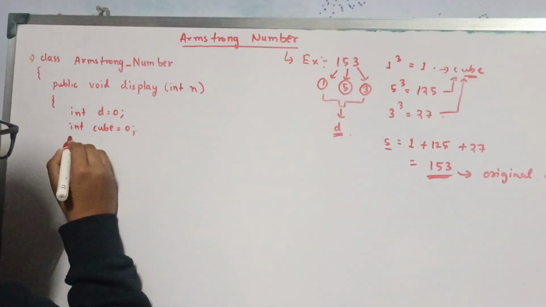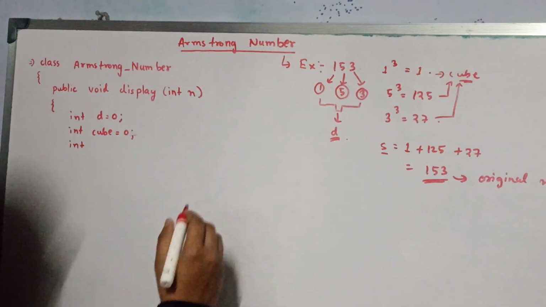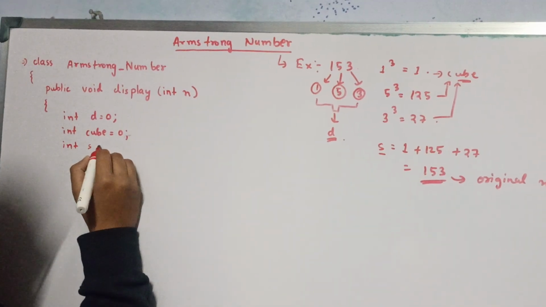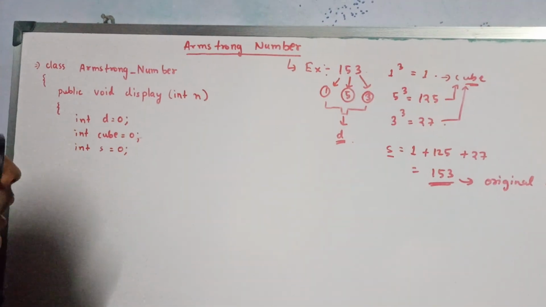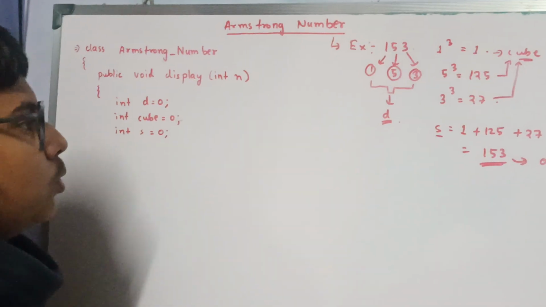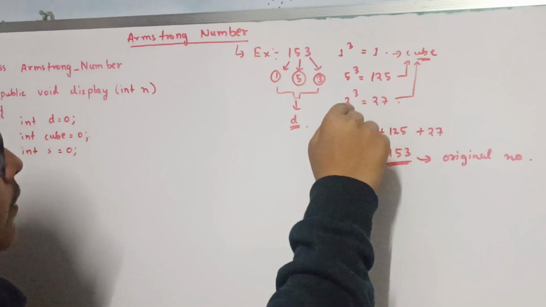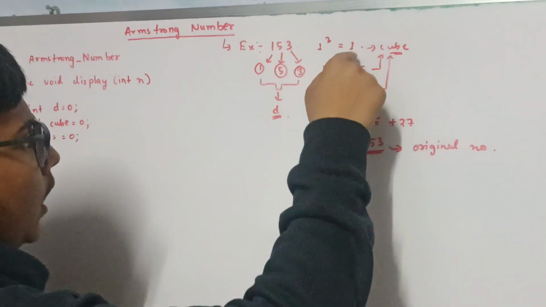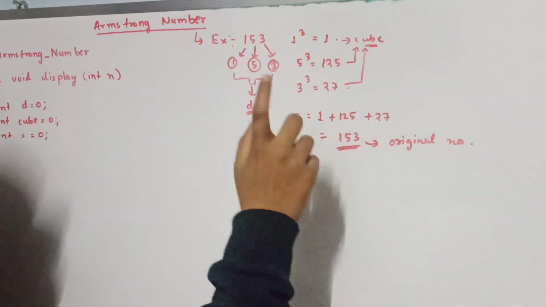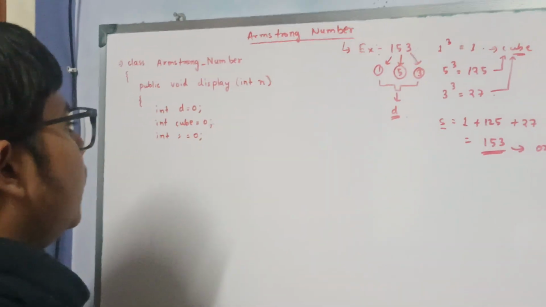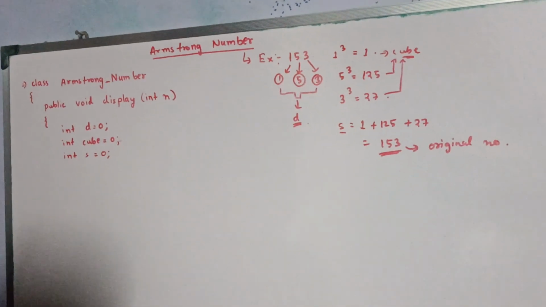Next we have to declare another variable, int s equals 0. This variable s is declared in order to store the sum of the cubes you have found: 1 cube is 1, 5 cube is 125, and 3 cube is 27. After finding the cube of each digit of the number, you have to store their sum in the variable s, and the data type should be int. Okay, so this was our initialization process.